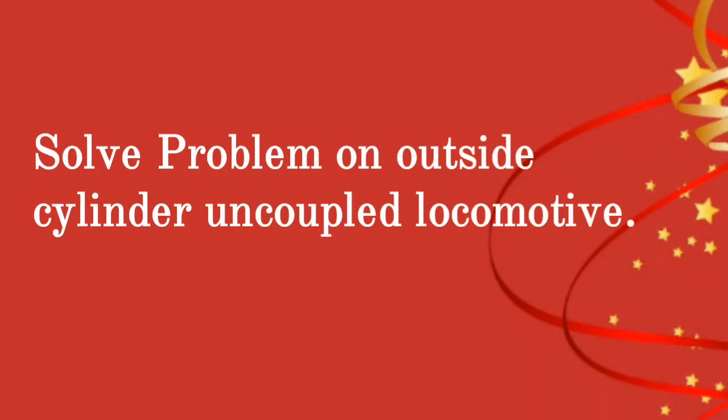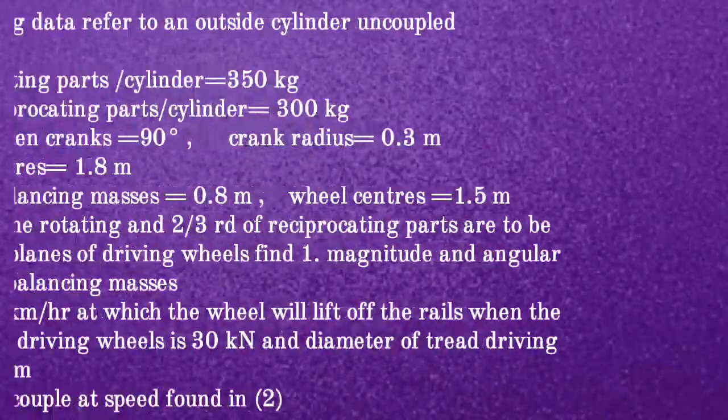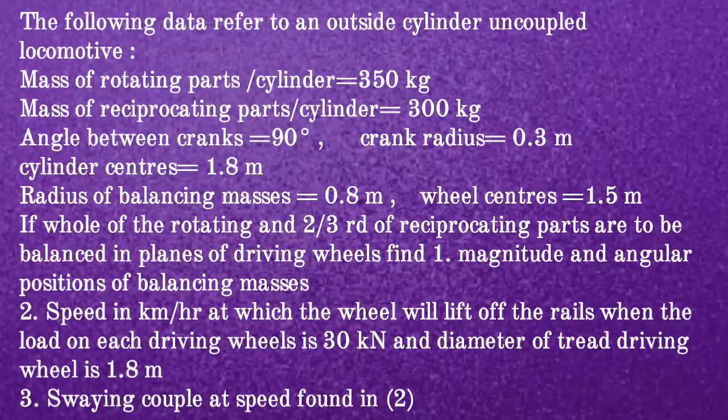Solve problem on outside cylinder uncoupled locomotive. Given question, the following data refer to an outside cylinder uncoupled locomotive. Mass of rotating parts per cylinder 350 kg, mass of reciprocating parts per cylinder 300 kg, angle between cranks 90 degree, crank radius 0.3 meter, cylinder centers 1.8 meter, radius of balance masses 0.8 meter, wheel centers 1.5 meter.